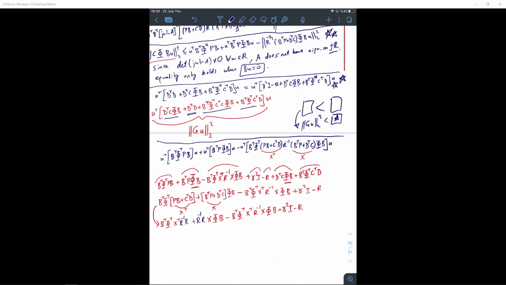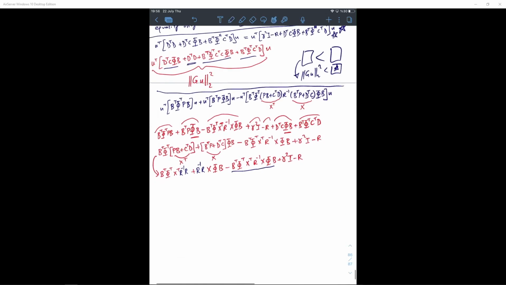So let me write this as minus X phi B transpose R inverse X phi B, and then let's write this term as plus X phi B transpose R inverse R. And this term I'm going to write now.